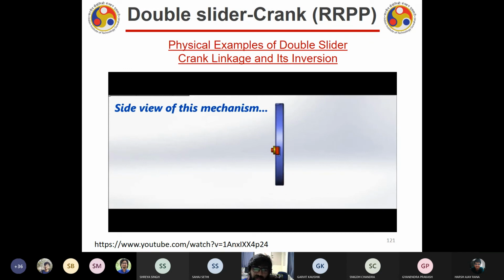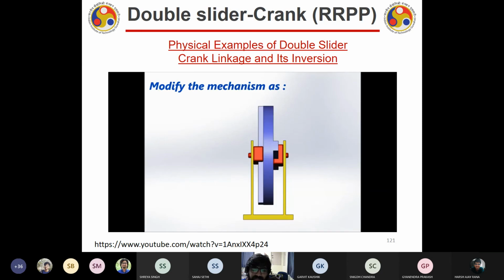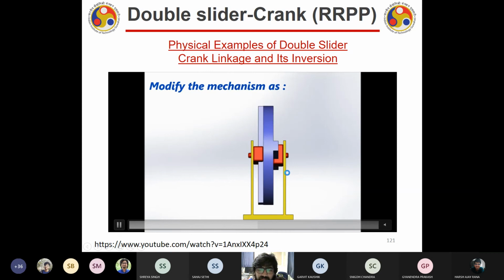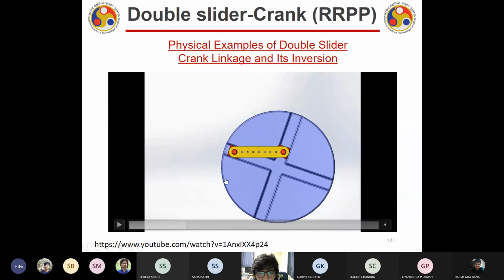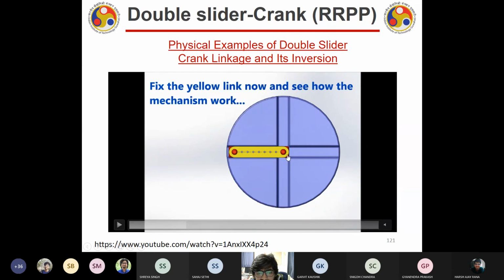Now this thing is going up and down. This is the side view of the same thing. Now a very interesting thing will happen. There are two pistons, right? If you recall, there were two pistons. This one red, this one red, one was moving up and down, and this was going back and forth.